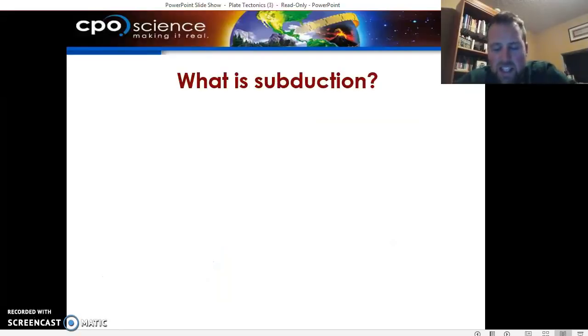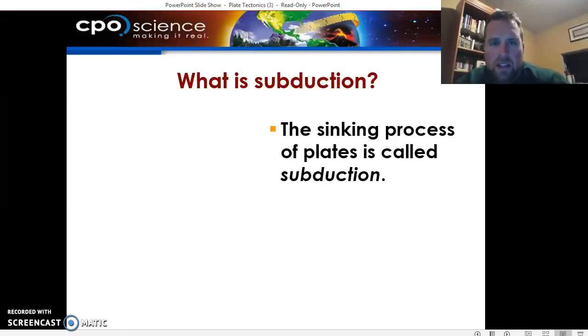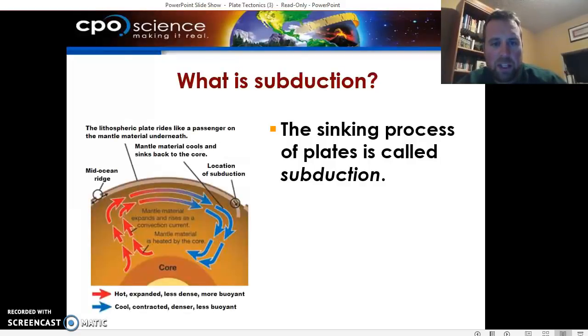Okay, the next thing it says is what is subduction. So what you guys are going to write down is this. Subduction is the sinking process of plates. Make sure that gets written down.